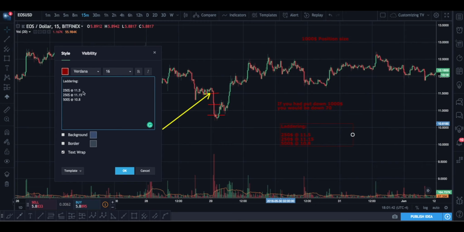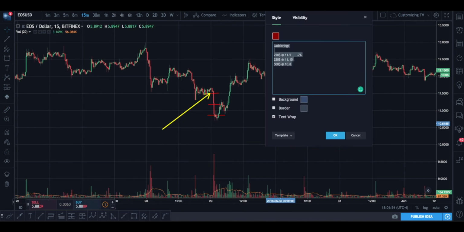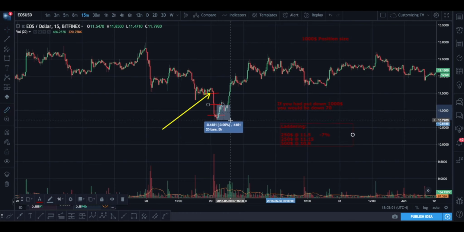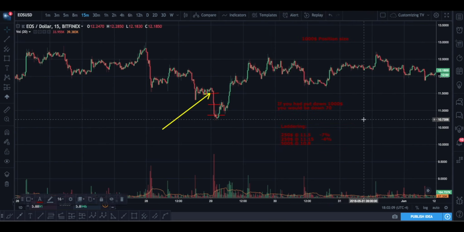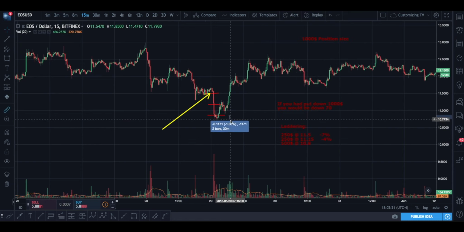So now the position that you bought at 11.5 is down 7%, right? You're here. So from here to here, you dropped 7%. Okay? From the position that you bought at 11.15, which is this one here, let's say that it dropped on you 4%. So on that position, you are down 4%. And on the last position at 10.8, you were down 1.5%, right? 1.5%.